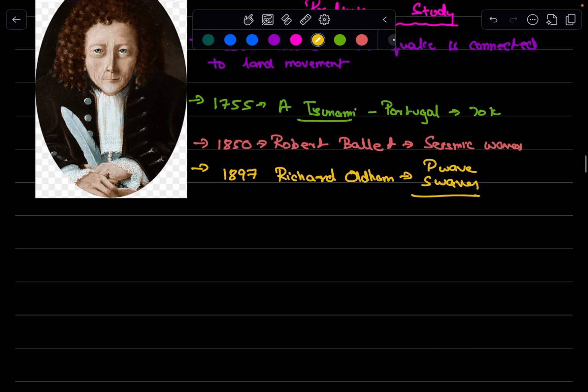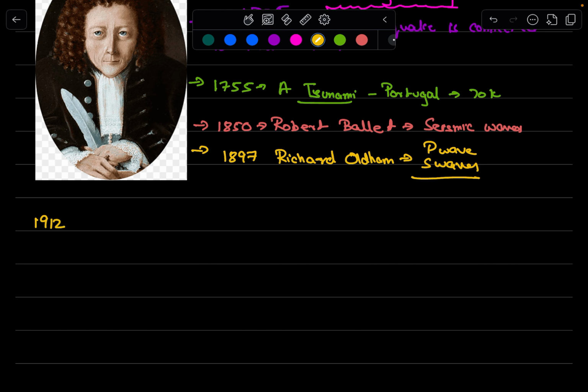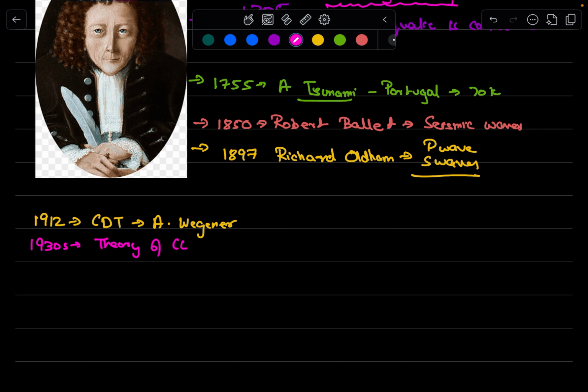Now, as we moved forward in 1912, we all know what happened: the continental drift theory by Alfred Wegener. Thereafter, we had the theory of convection currents by Arthur Holmes. All this will be taught later on. We also had, in the 1960s, the theory of sea floor spreading, and this was done by Harry Hess.